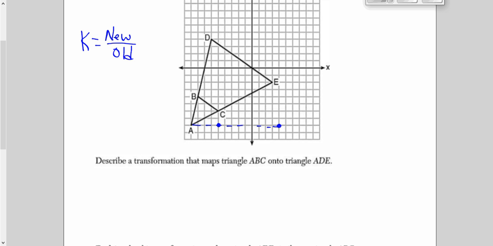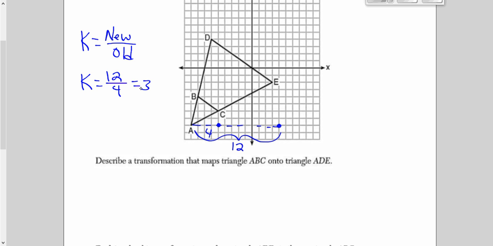So let's just compare the runs. All right, we pick any linear measurement. So what's this original run here, the old run, from A to C? 4. And then what is it from A to its corresponding point E? 12. So 12 is the new, 4 is the old, right? So K equals 12 over 4, which is 3. Did you use 12 and 4, or would you use something different? What did you look at?